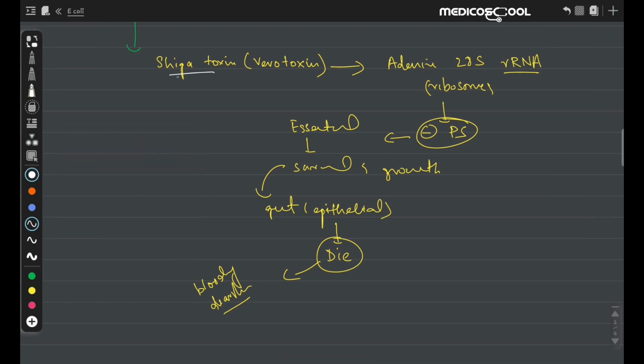Now the important point is that this Shiga toxin is mainly encoded by a lysogenic bacteriophage. So it is an extra important point which can be important for the MCQs, both USMLE and the internal exam. The Shiga toxin is encoded by the lysogenic bacteriophage.